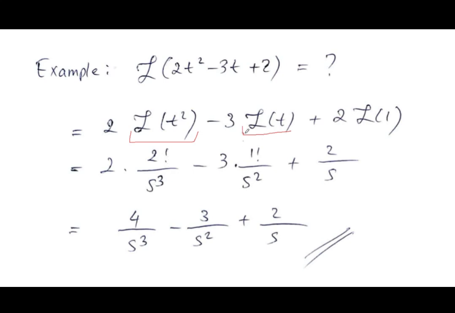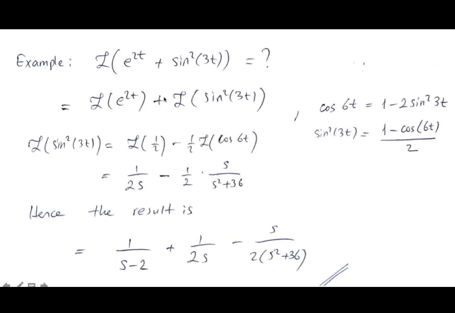And similarly for the Laplace transform of t, we know now the rules of the transformation. This is given as 1 factorial divided by s squared. And then for the Laplace transform of 1, we have 1 over s, and then that is multiplied by 2. So you can just organize this and write down the final result as given here.